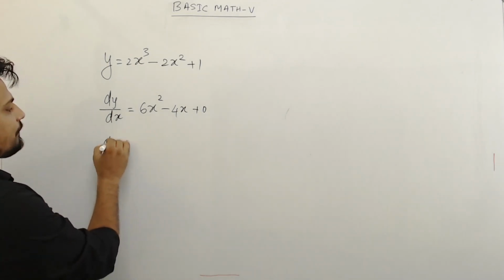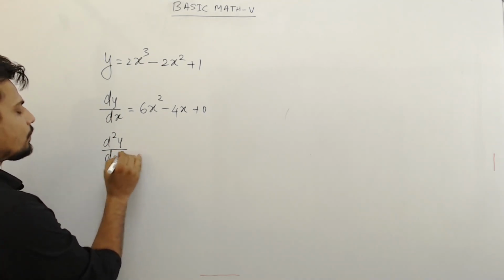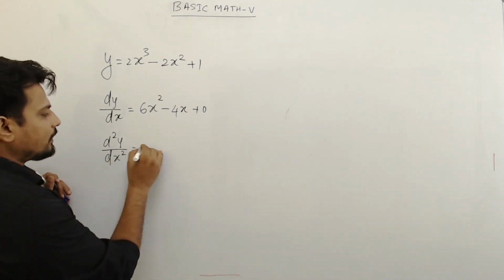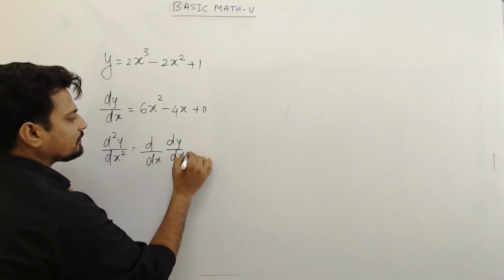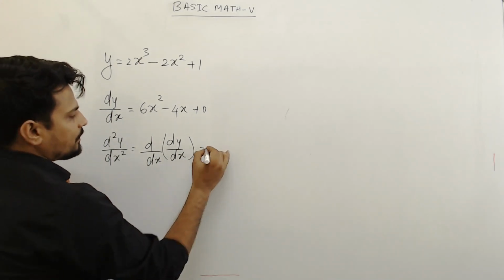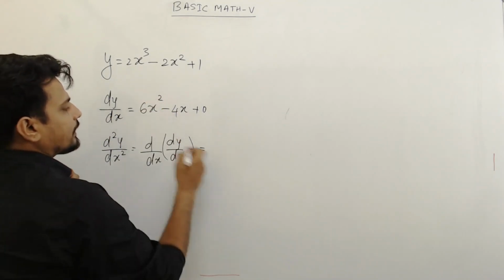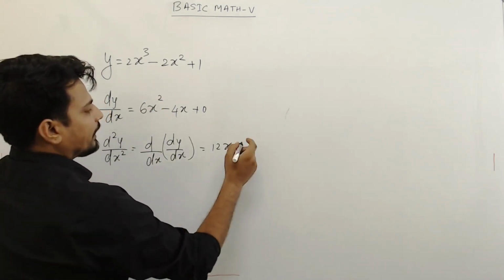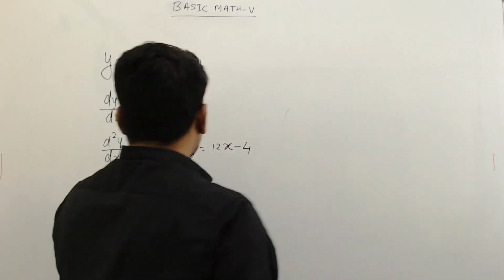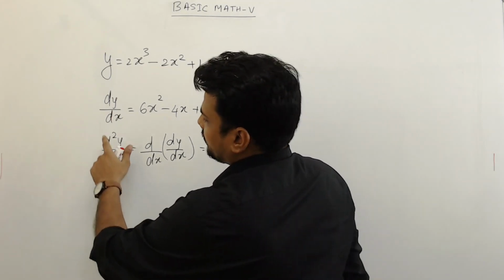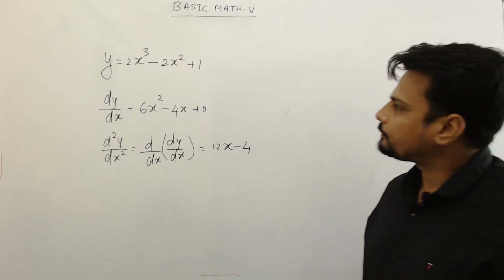Going further, if I want to differentiate it one more time, I can write it as d square y upon dx square, which is nothing but differentiation of dy upon dx. All good? So this means I'm going to differentiate this with respect to x one more time. That is going to be how much? 12x minus 4, and this being 0, forget it. So that is the meaning of second order derivative, because I'm differentiating y with respect to x two times, so this is called second order derivative.